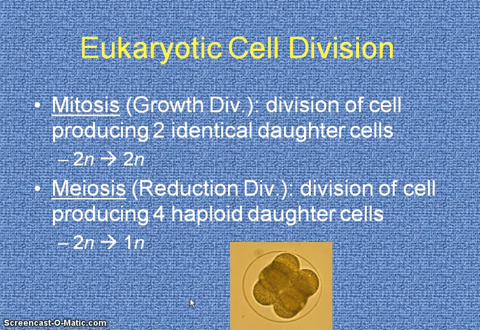Now, eukaryotes divide a little bit differently. They can divide through the mitosis process or growth division process, or through meiosis or reduction division. With mitosis, the cell will divide to make 2 identical daughter cells. So if you start with a diploid cell, you will end with a diploid cell. With meiosis, you're going to start with a diploid cell and end with 4 haploid daughter cells. So we're going to be cutting the number of chromosomes in half. That's where this reduction division name comes into play.